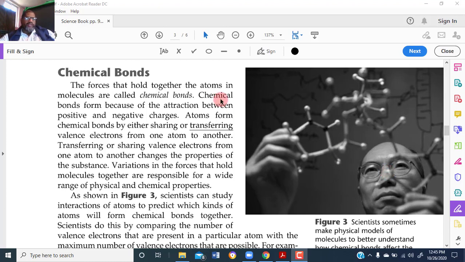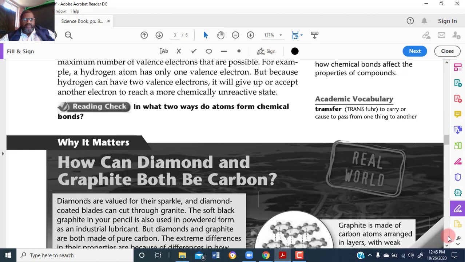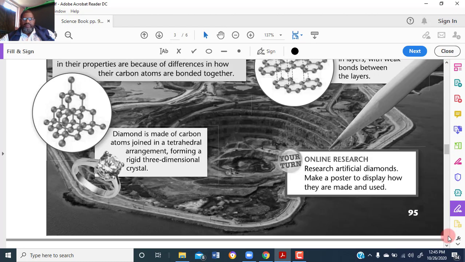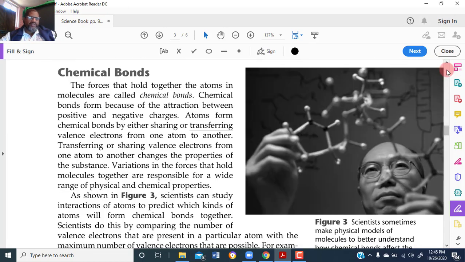Today we are continuing, starting on page 95. We're going to read to page 98.